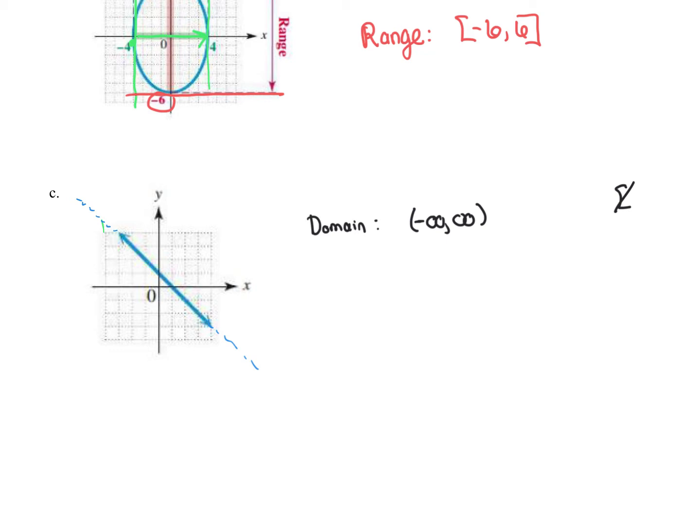With my range, this graph is going to keep moving down in this direction, but it's still moving up in this direction too. So for my range, it's also all real numbers, or negative infinity to infinity.